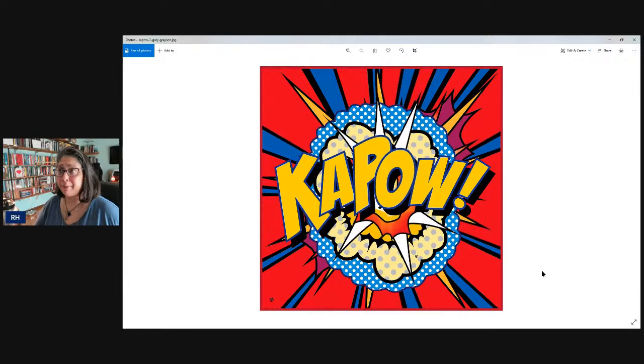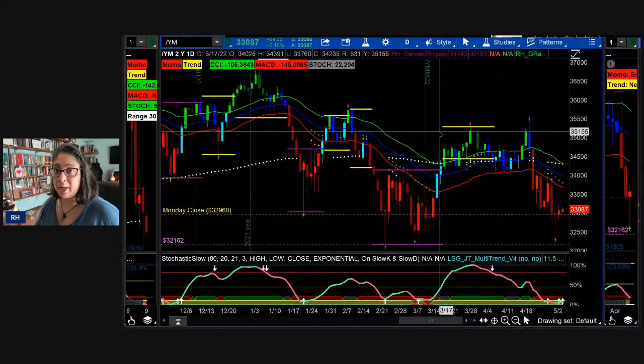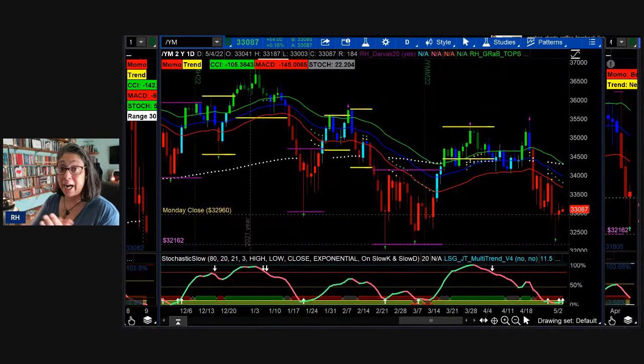FOMC is expected to hike rates by a half point today, so that is what is on tap. Two general ideas to help you navigate. The way I'm going to be navigating today is, gang, find the trends, step one. Step two, find the trends. And step three, follow the trends. Find the trends up, find the trends down, and follow those trends.